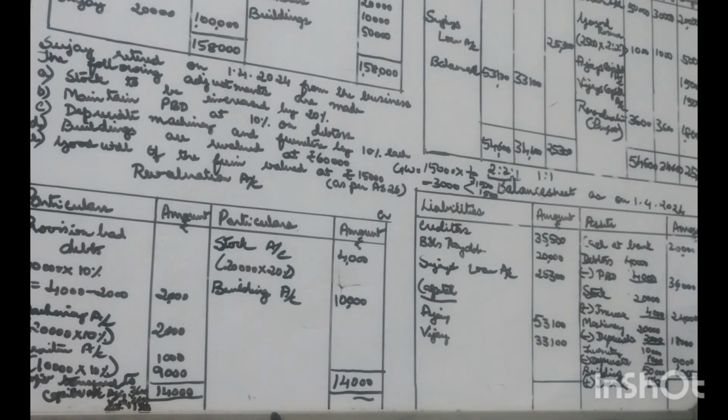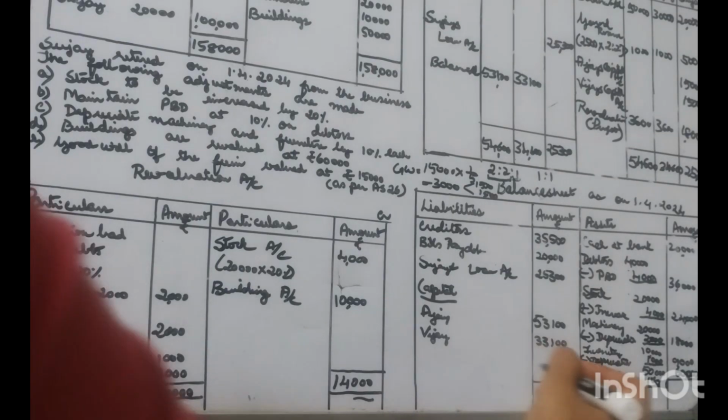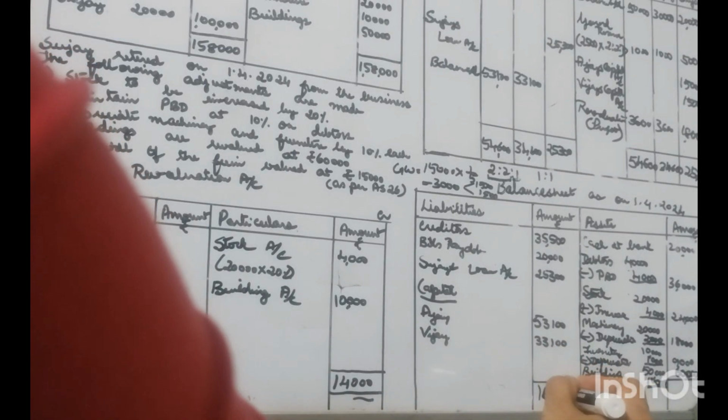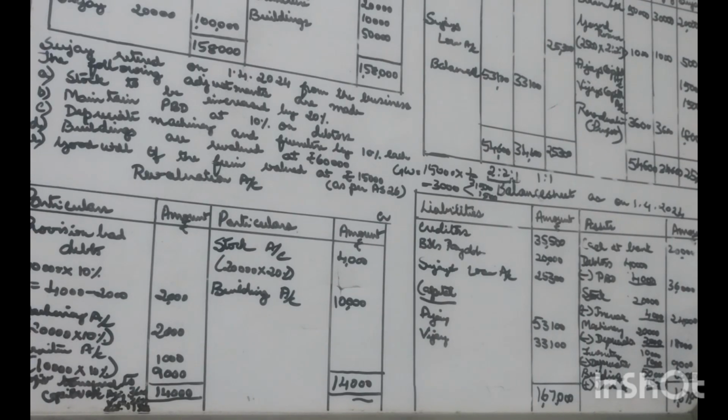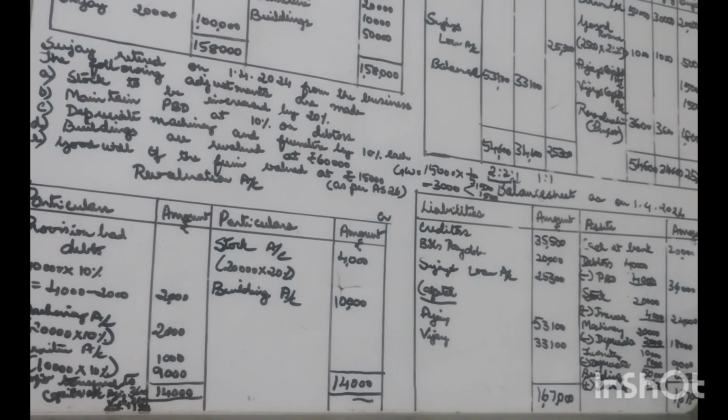So this balance sheet has to be equal, with the amount 1,67,000. That is the total of the balance sheet, liabilities have to be equal to assets. So this is how the revaluation account, partners' capital account, as well as the balance sheet on retirement of a partner must be prepared. Thank you.